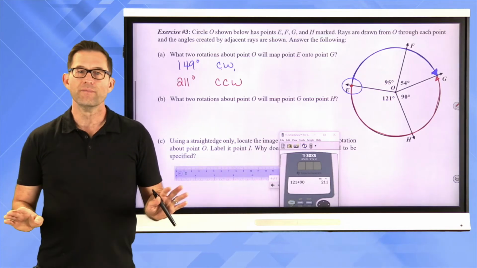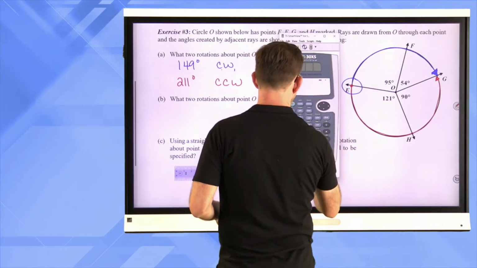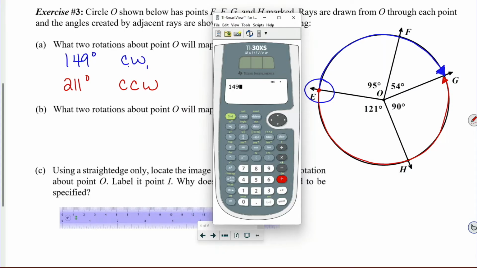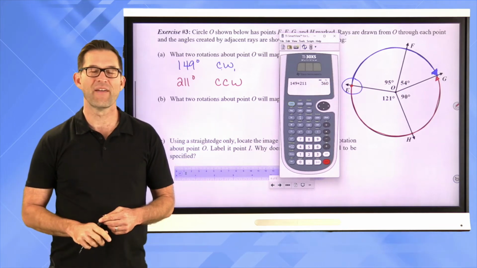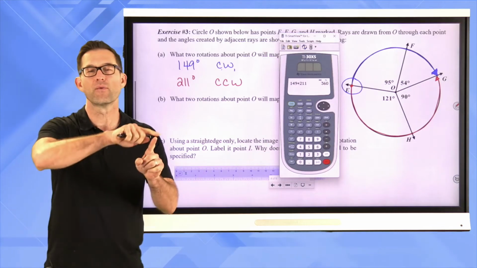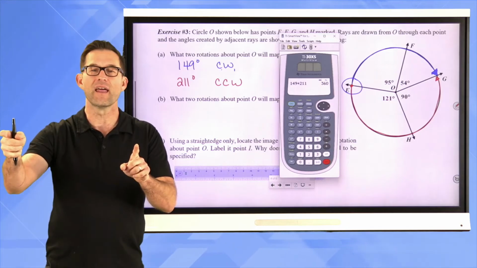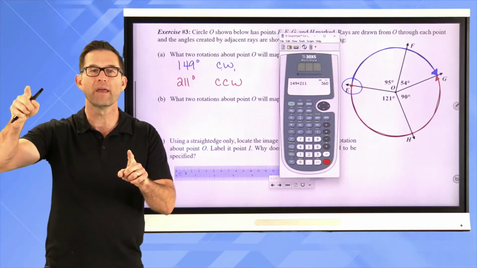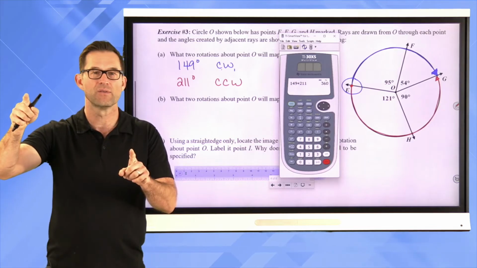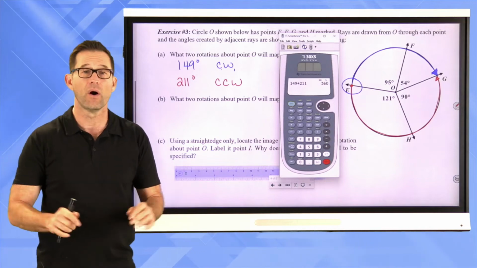Now, just as a side note, and you won't be surprised by this, I'm sure. If I take 149 and I add to it 211, I get 360 degrees, right? And that will always be the case with clockwise and counterclockwise rotations. If I can take a point and rotate it 100 degrees in one direction, then I can rotate it in the other direction 360 minus 100, or 260 degrees. So those two angles would always end up adding up to 360, always.